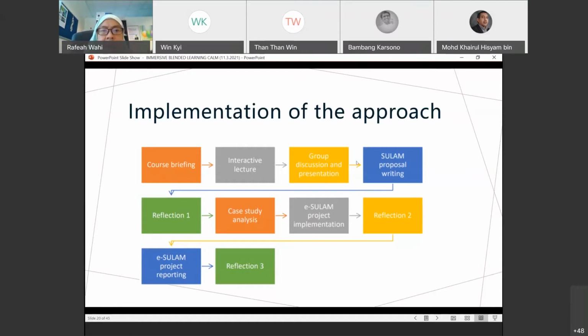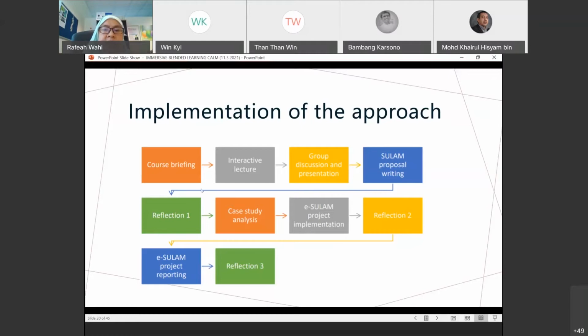Okay. After we finish all the interactive lectures and group discussion and presentation, we conduct the SULAM proposal writing session. During SULAM proposal writing, they not only write, but they also present in the classroom. But the presentation for the proposal is not counted as part of the assessment. The written proposal is counted as the assessment. Assessment here is what we give marks for. Okay, but the proposal presentation is what we do in the classroom as the teaching learning activities, right?